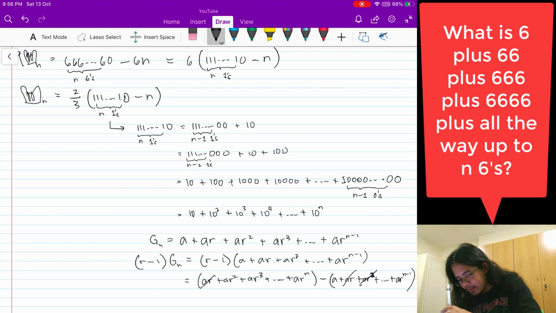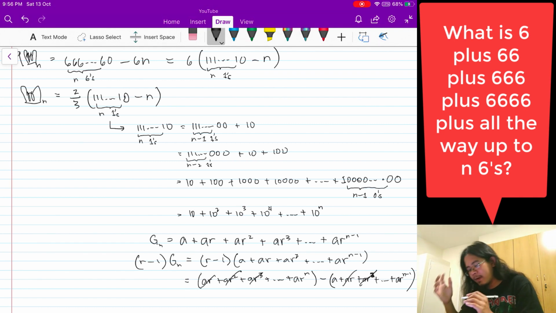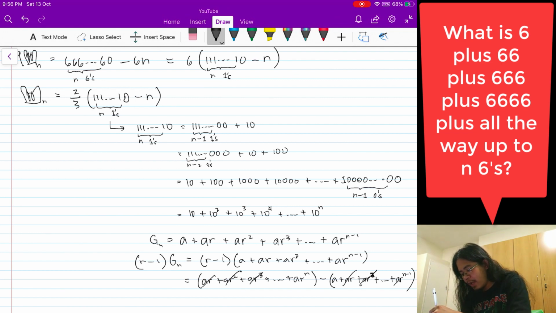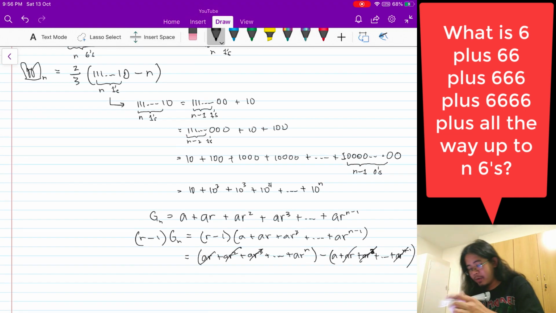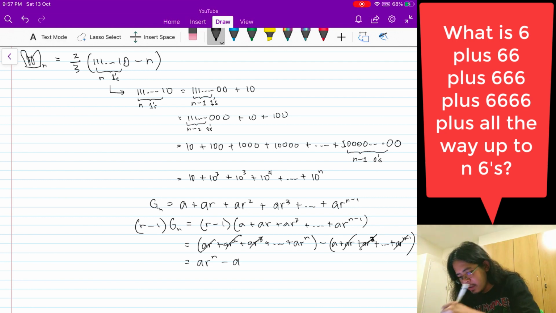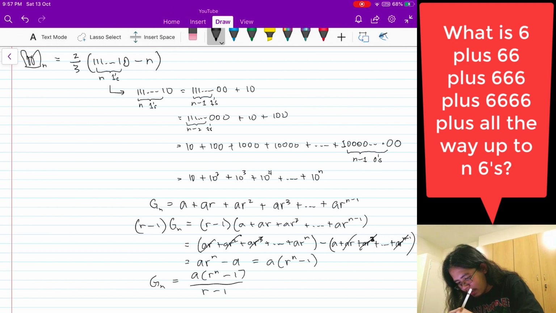This ar squared will cancel this ar squared, this ar cubed will be cancelled by the ar cubed here, and so on. Everything here will be cancelled up to ar to the n minus 1. ar to the n, nothing will cancel that, and a is not canceling anything. So the remaining terms will be ar to the n minus a. Therefore you can write this as a times (r minus 1), and then Gn is equal to a times (r to the n minus 1) divided by r minus 1.